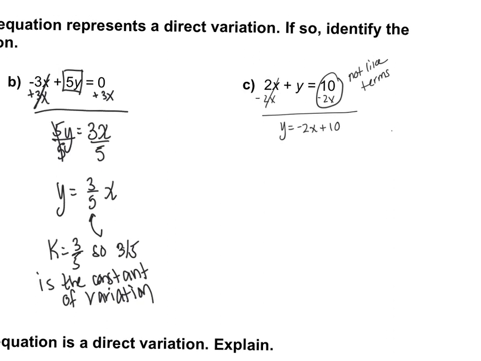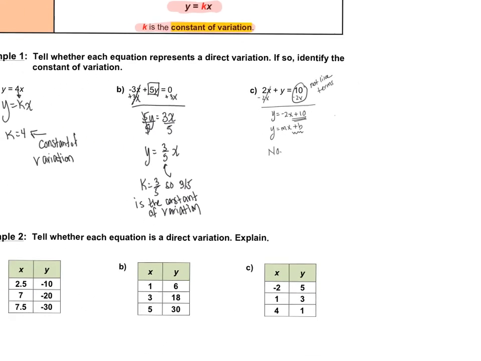So y equals negative 2x plus 10, so this is written in the form y equals mx plus b. It's not y equals kx because there's this additional thing being added or subtracted to it. This plus 10 ruins this. It's not a direct variation. So it does not have a constant of variation.